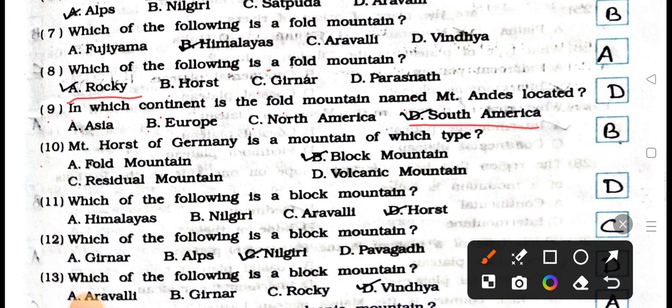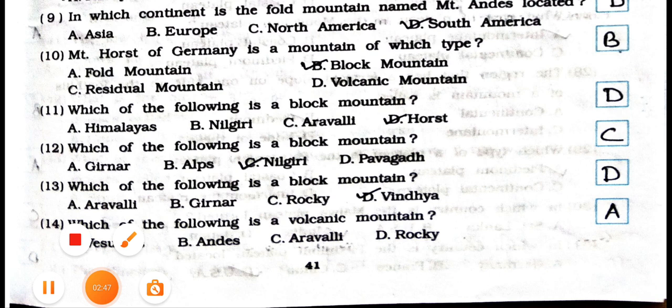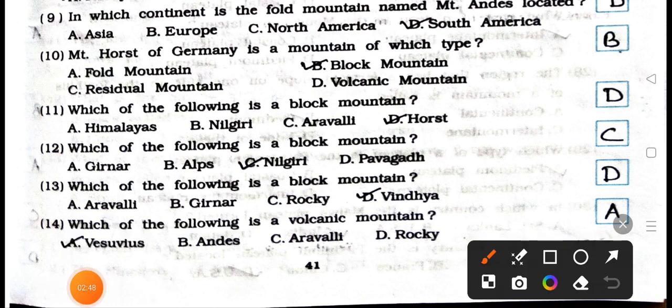Number 10. Horst Mountain of Germany is a mountain of which type? A, fold mountain. B, block mountain. C, residual mountain. And D, volcanic mountain. Answer is option B, block mountain. Now see the number 11. Which of the following is a block mountain? A, Himalayas. B, Nilgiri. C, Aravali. And D, Horst. Answer is option D, Horst.